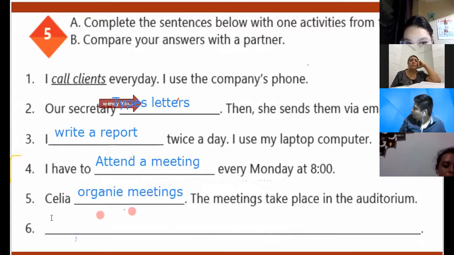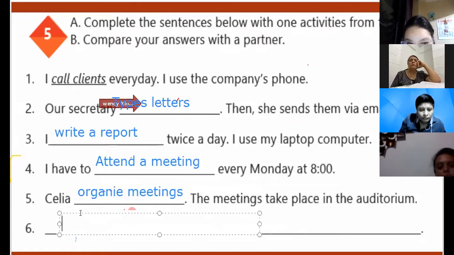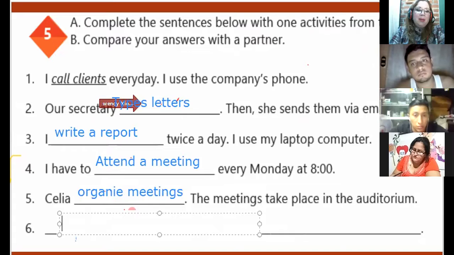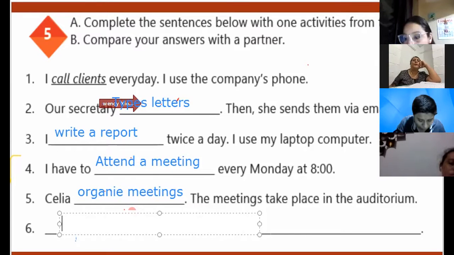Okay, number 6. You said something? Call clients, you said, right? Who said call clients? ¿Quién dijo call clients? Yo. Okay, thank you, Anna. But now what we need here is your own activity. So can you tell me an example here to make the number 6? Example. Anna?